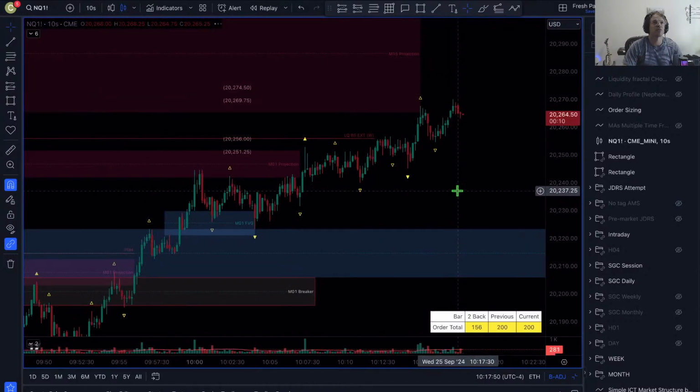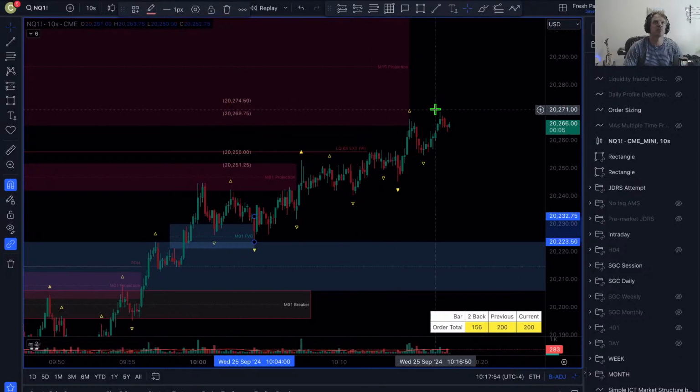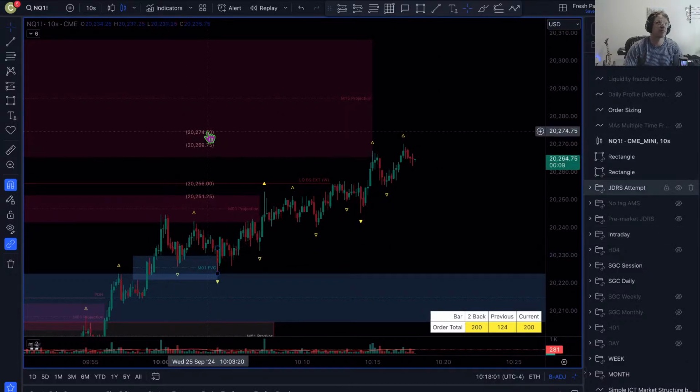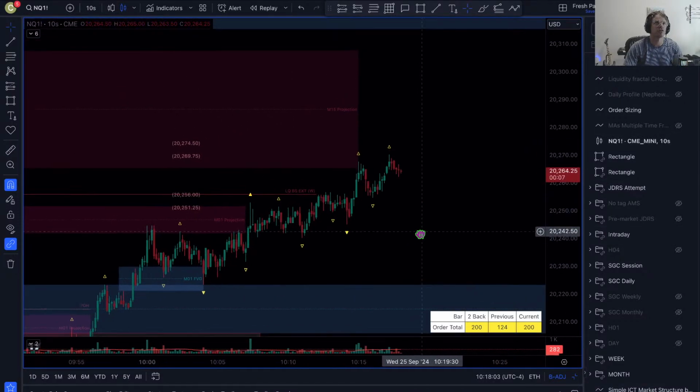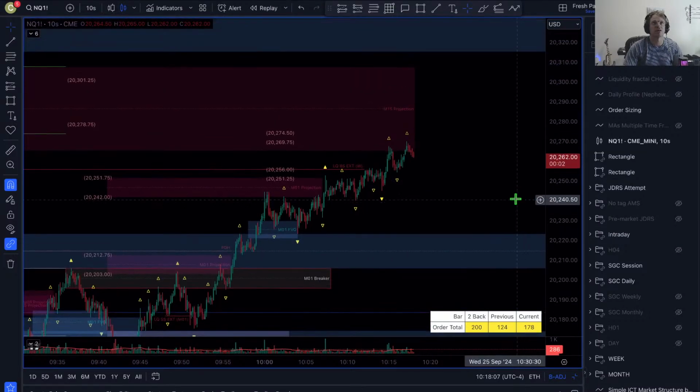My entry model showed as well, and that's the projection that now we've hit the fourth projection off of that manipulation. So the manipulation at 4 passed. If you look at the 10-second chart and draw that projection, we just tapped it and we're rejecting off of it right now. So I could see us pulling back from here.